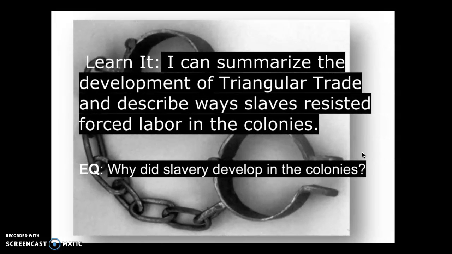The Learn It is, I can summarize the development of triangular trade and describe ways slaves resisted forced labor in the colonies. Essential question is, why did slavery develop in the colonies?